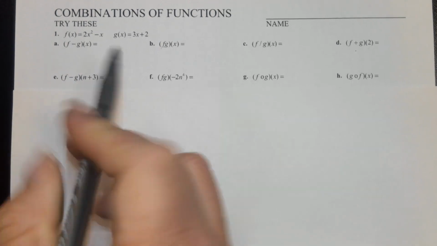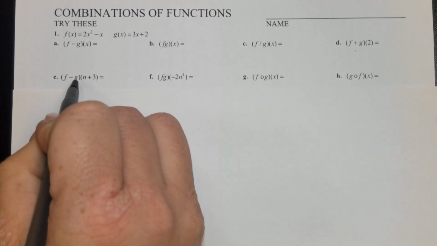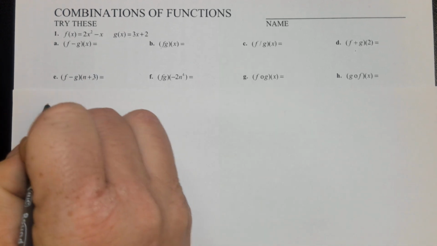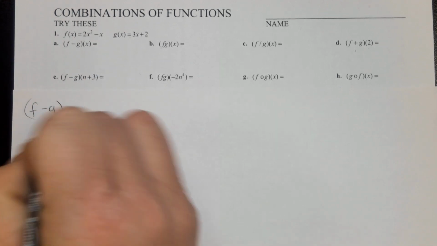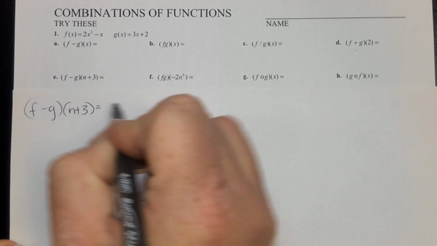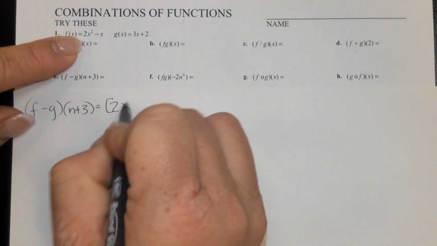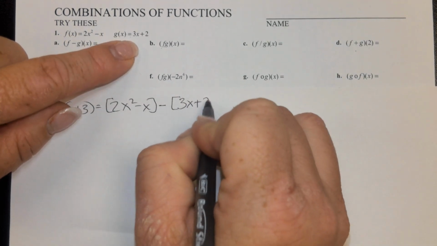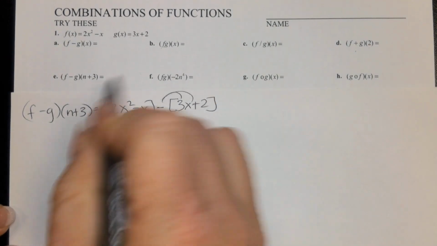Okay, so now I'm going to subtract. I'm going to take f minus g, and then I'm going to substitute into the x variable n plus 3. So f minus g. My f function is 2x squared minus x. I'm going to subtract g, which is 3x plus 2. Okay, let's combine like terms.